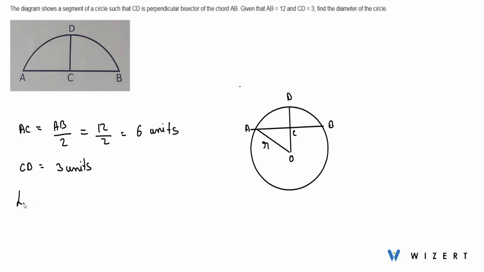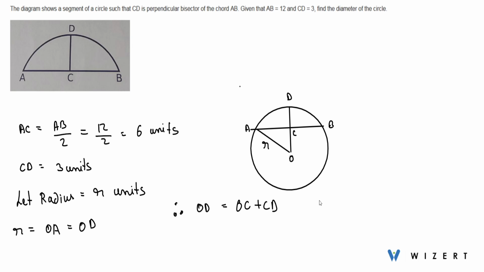Now let radius equal R units. So radius R is equal to OA, and it is also equal to OD. Therefore OD can be written as OC plus CD. Now let OC equal X units. But OD is equal to R. So R will be equal to OC, which is X, plus CD, which is given in the question as 3 units. Therefore X can be written as R minus 3 units.